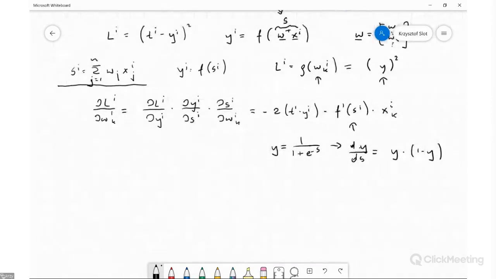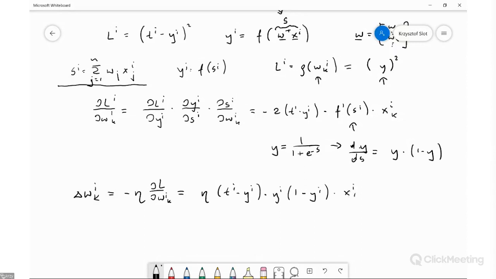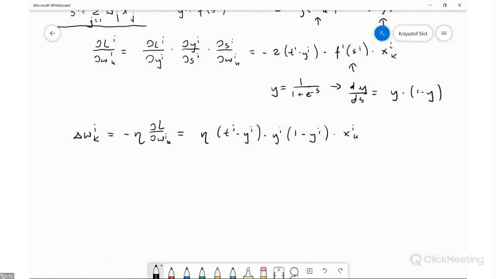So if I would like to sum this up, I can say that if I would like to make a correction to a parameter k, I need to make a step in a direction that is opposite with respect to a gradient of this function with respect to a variable that I'm interested in. And if I plug in this data, I can say that I have eta times (ti minus yi) times yi times (1 minus yi) times xik. So it is nothing different than what we had for logistic regression. It's exactly the same.